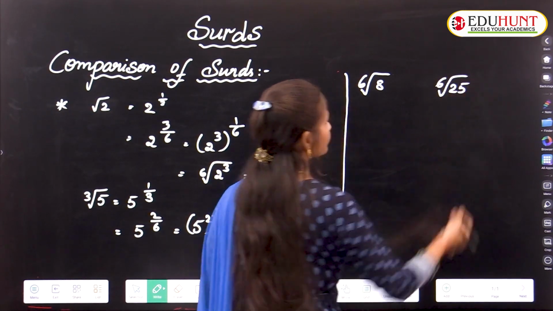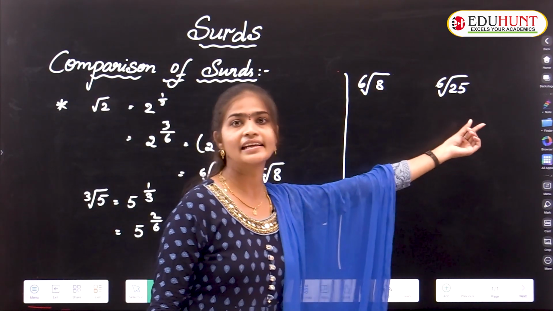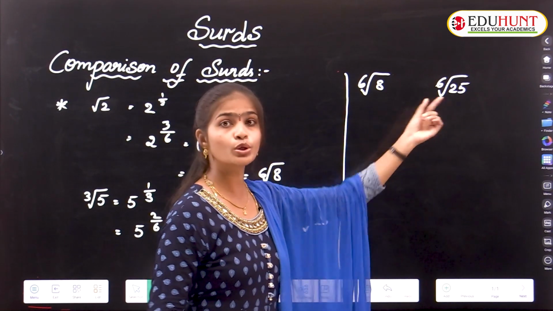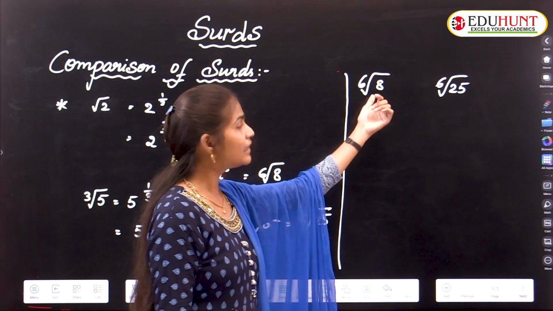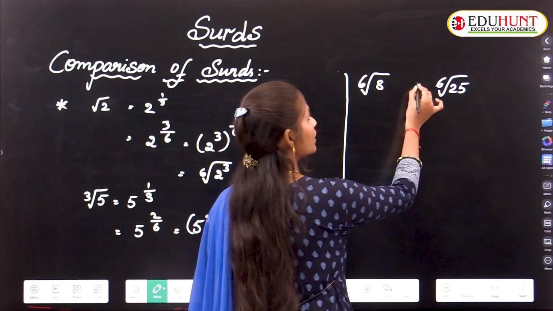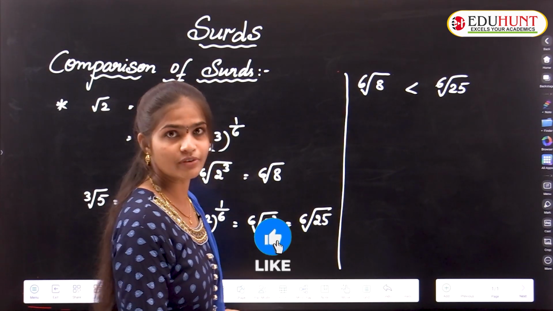Okay, now observe here the radicands. Here the radicand is 8 and here the radicand is 25. So which one is greater? By observing these two, 25 is greater than 8, and here 8 is lesser than 25. So which symbol do we have to write? 6th root of 8 is less than 6th root of 25.